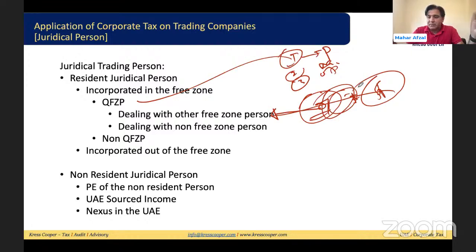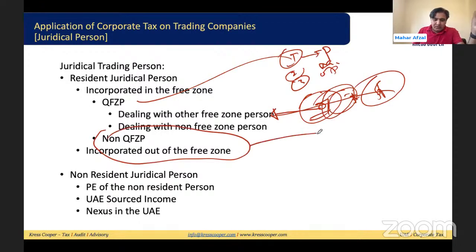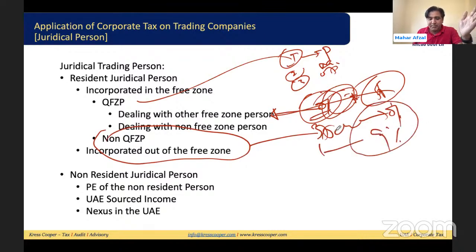Your taxability will be the same in both of these situations. You will not be able to enjoy the 0% qualifying income taxation. You will be liable to map your accounting profit into your taxable profits. Up to 375,000, you will be liable to pay 0%, and beyond this, you will be liable to pay 9%. It doesn't matter whether you are in the free zone or out of the free zone. So for non-qualifying free zone persons or a company incorporated on the UAE mainland, the treatment will be the same.